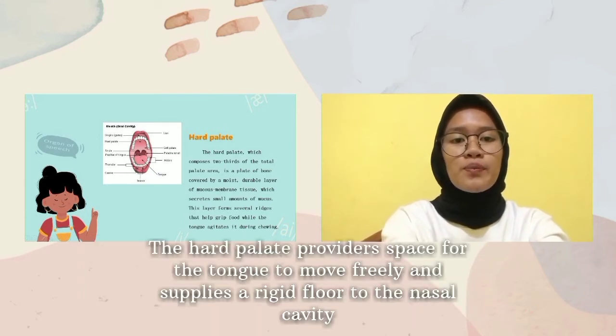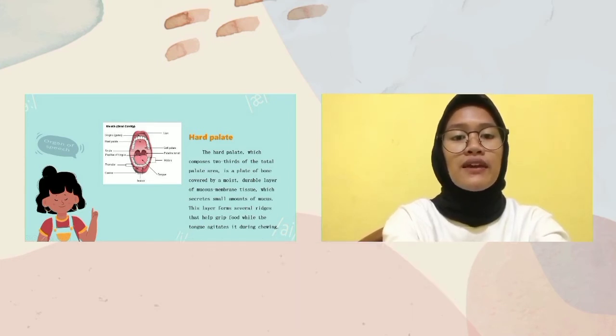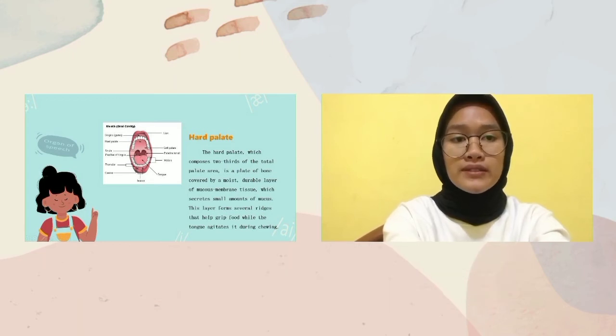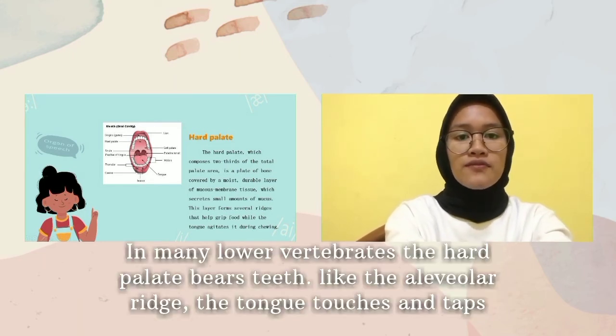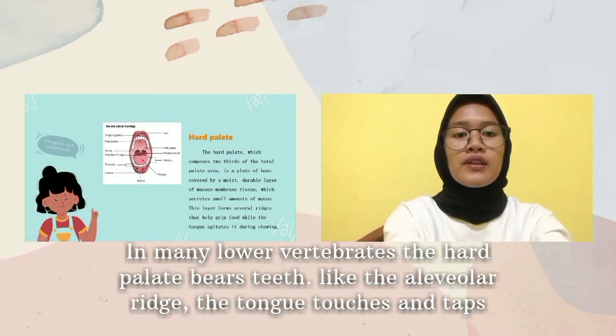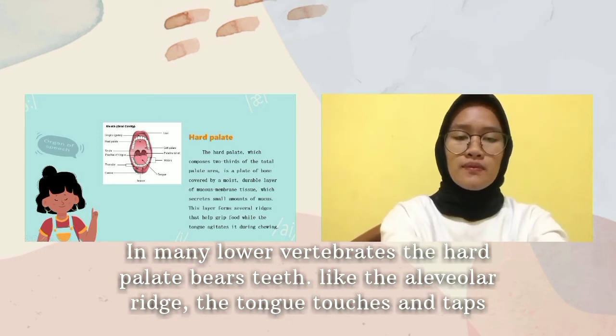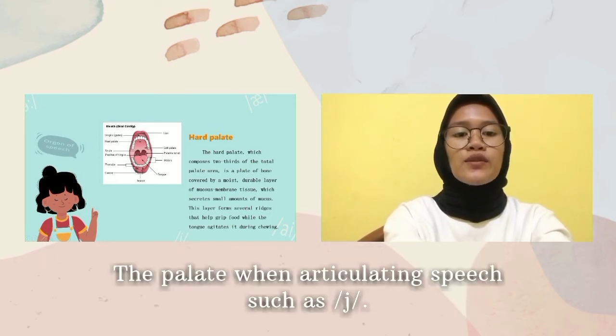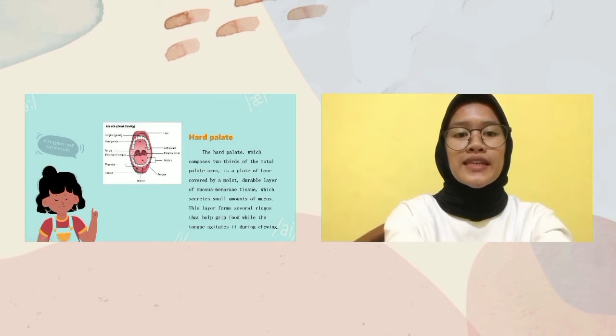The hard palate provides space for the tongue to move freely and supplies a rigid floor to the nasal cavity so that pressures within the mouth don't close off the nasal passage. In many lower vertebrates, the hard palate bears teeth. Like the alveolar ridge, the tongue touches and taps the palate when articulating speech such as J.